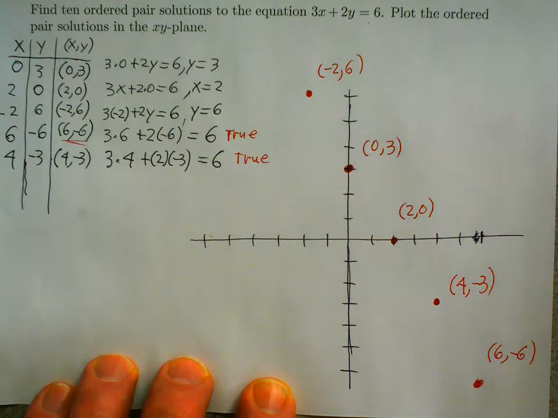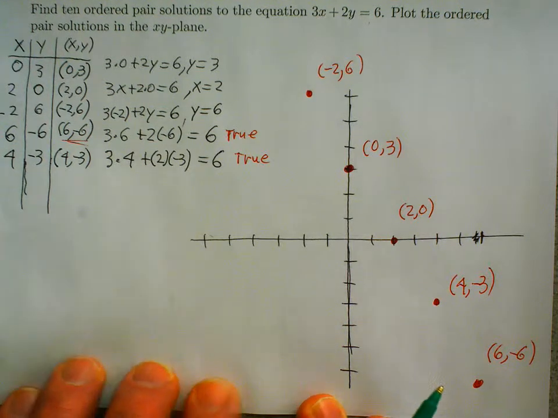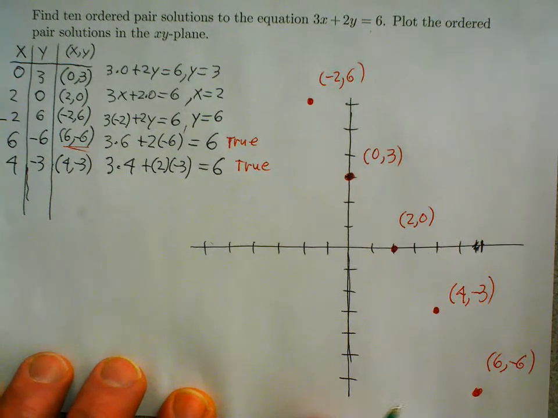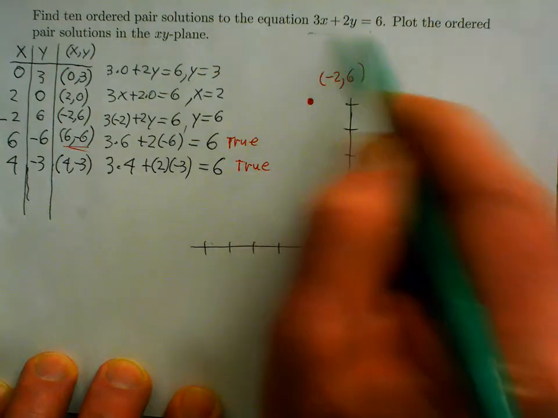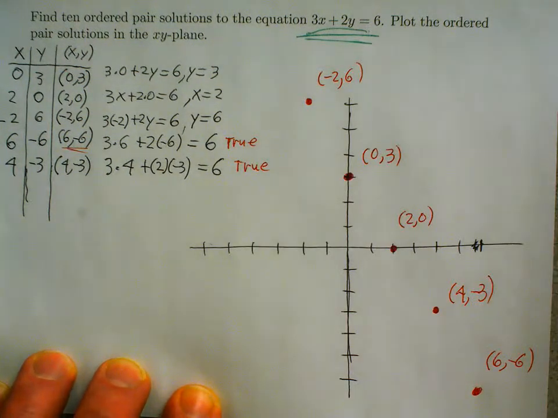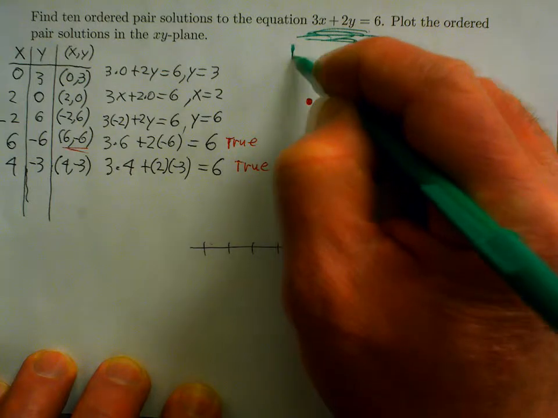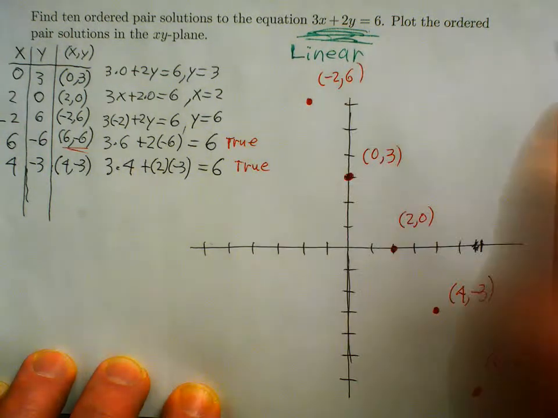What does it look like those points have in common? Remember the term for this? 3x plus 2y equals 6. What kind of equation is it? Linear. It's a linear equation in the variables x and y. Linear equation. So what do you suppose that means graphically?